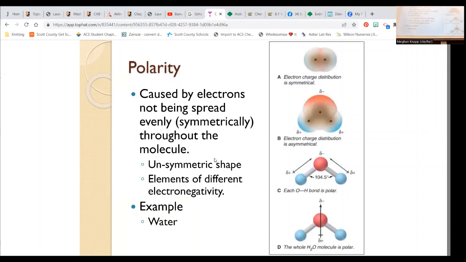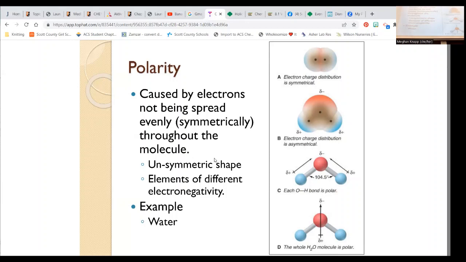So water has two different elements, oxygen and hydrogen. And the oxygen has a much stronger preference for the electrons. We call it electronegative. It draws on those electrons. And then the hydrogens have less. So we either say it's less electronegative or sometimes we'll say it's electropositive.